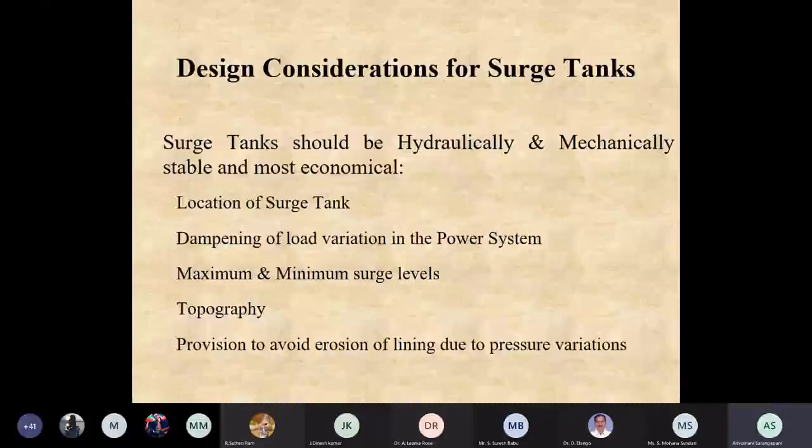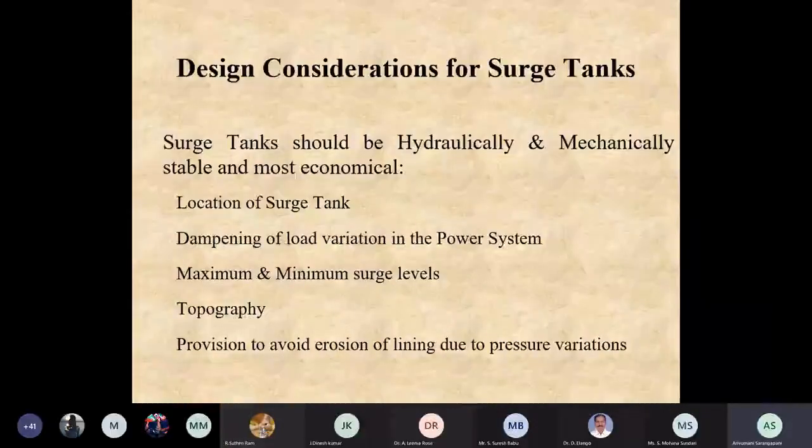And avoid lining failure. There is a provision for this due to pressure variation, because in the surge tank the height of the water will always vary from one level to another. So there is continuous variation, and due to that there will be erosion. So we want to give high grade concrete there. And design condition: for maximum upsurge level and minimum upsurge level we will design the tank.